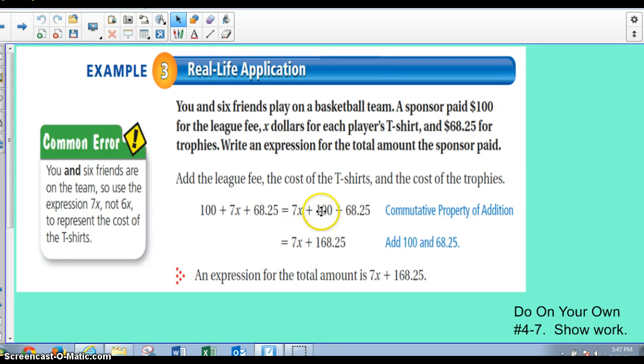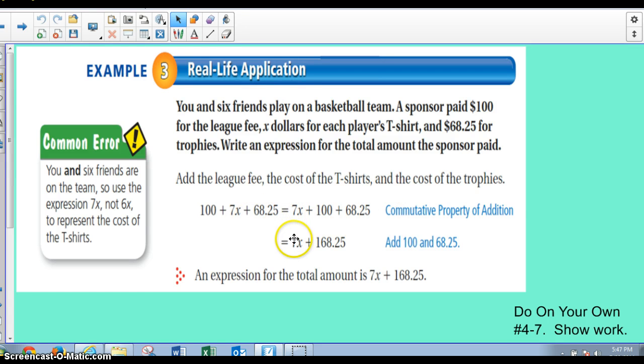Now, in this case, we made 100 plus 68.25, right here. 7x plus 168.25. Yes, we probably could have, or they probably could have put parentheses around the 100 and the 68.25, but if you do that, then you have to note that you're doing the associative property of addition also. In this case, they chose to just do the commutative property because they were dealing with multiplication and addition, so that doesn't change anything. It can be in any order.